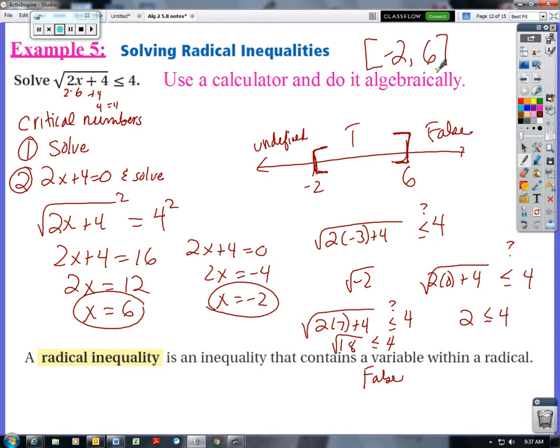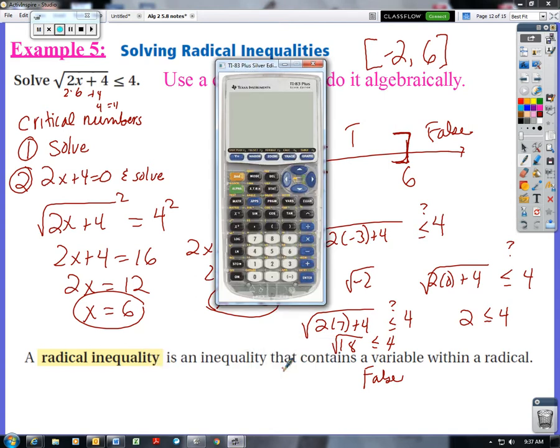So now let's go ahead and do this with a calculator, because it did ask us to do that, and plus I want you to know how to do that anyway. On y equals, clear. So we'll simply plug in the square root, second square root, of 2x plus 4, close, and then in y2 we'll put in 4. We'll do zoom 6 for a standard window. And we're looking for where the radical is less than or equal to the line. So here's the line. I want to know where the radical is underneath.